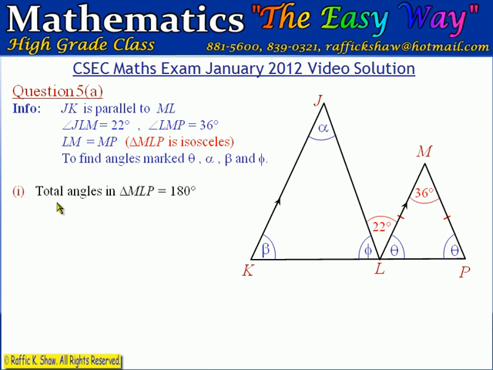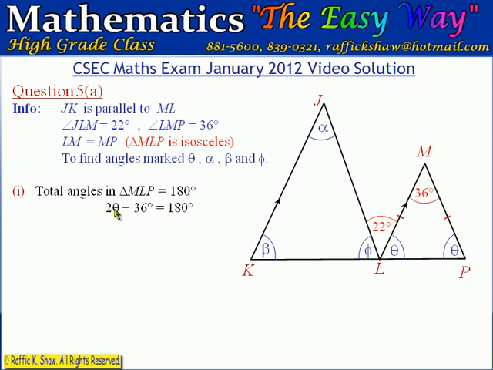Right? So to find this first angle here, we're going to use the fact that the total angles in this isosceles triangle is 180 degrees. These two are equal. Right? And so we can write an expression for that. That the 2 theta plus the 36 degrees will add up to 180 degrees. Total angle is 180 degrees.